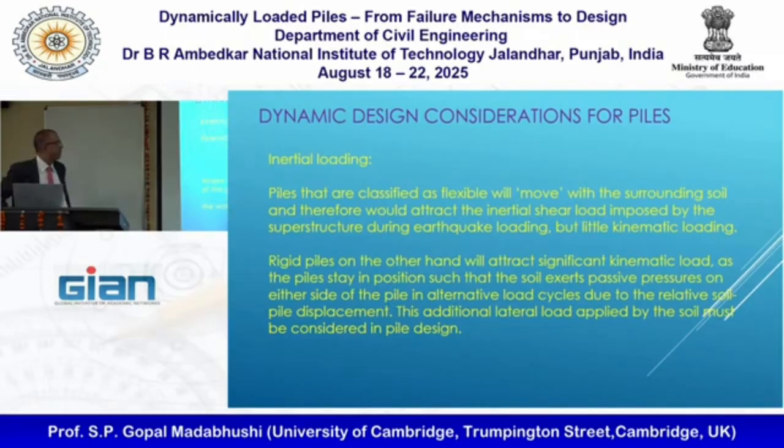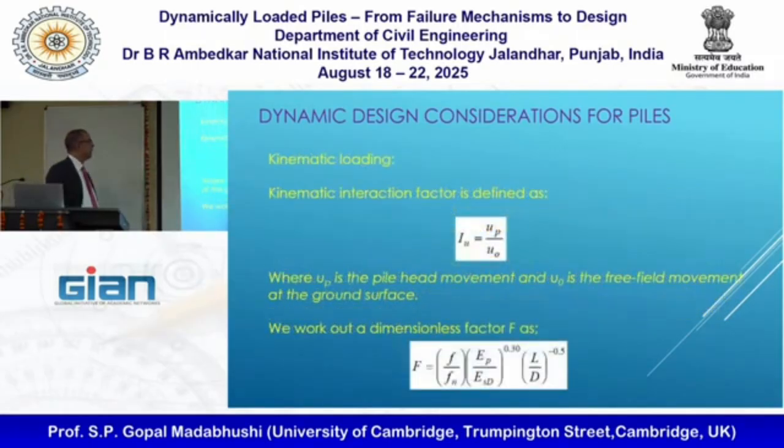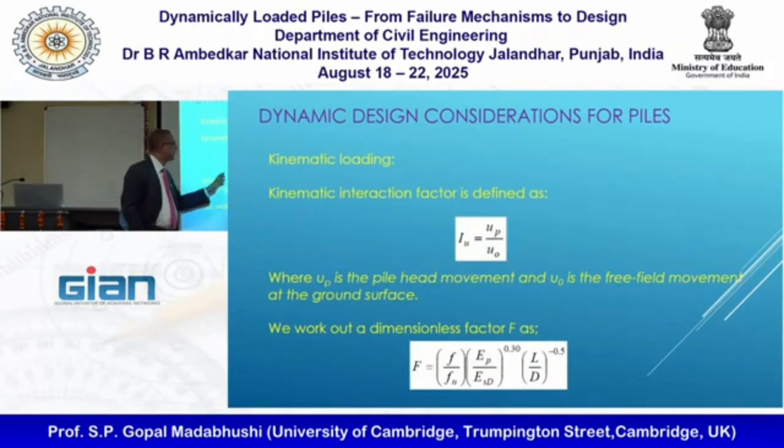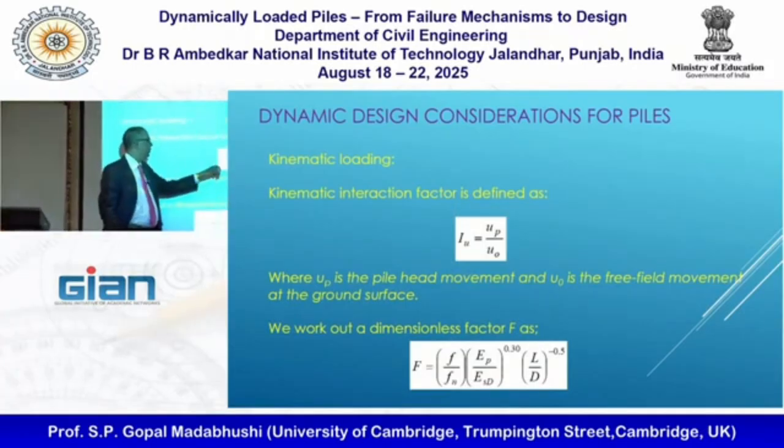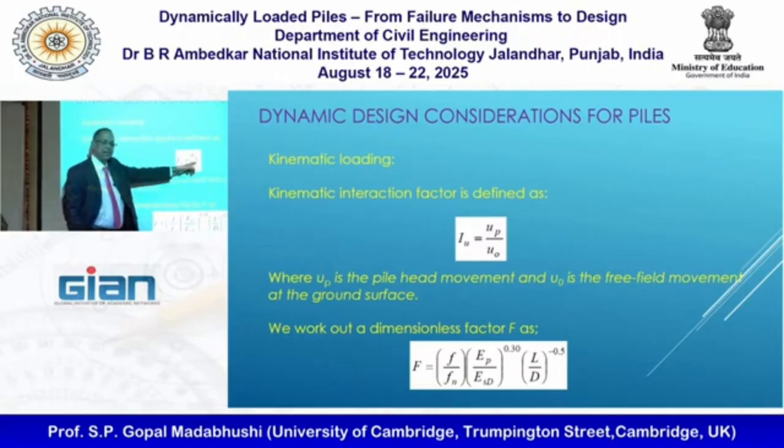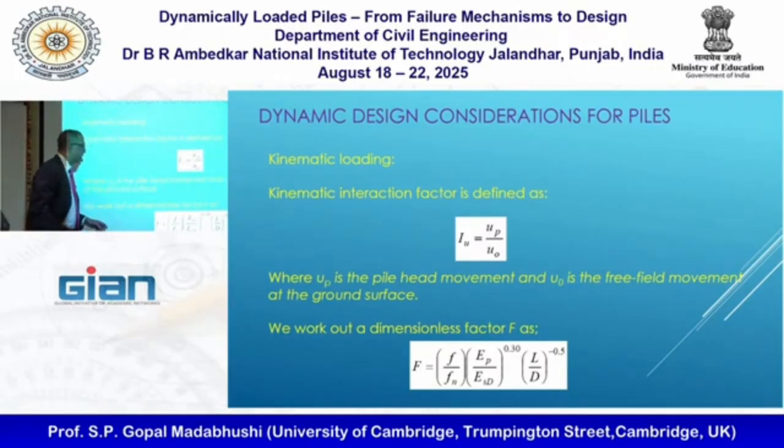So how do we work these out? The kinematic interaction factor is defined as this IU. Basically, what is the pile displacement at any depth divided by the soil displacement. So we are dividing the pile displacement by the soil displacement to get my interaction factor, IU.